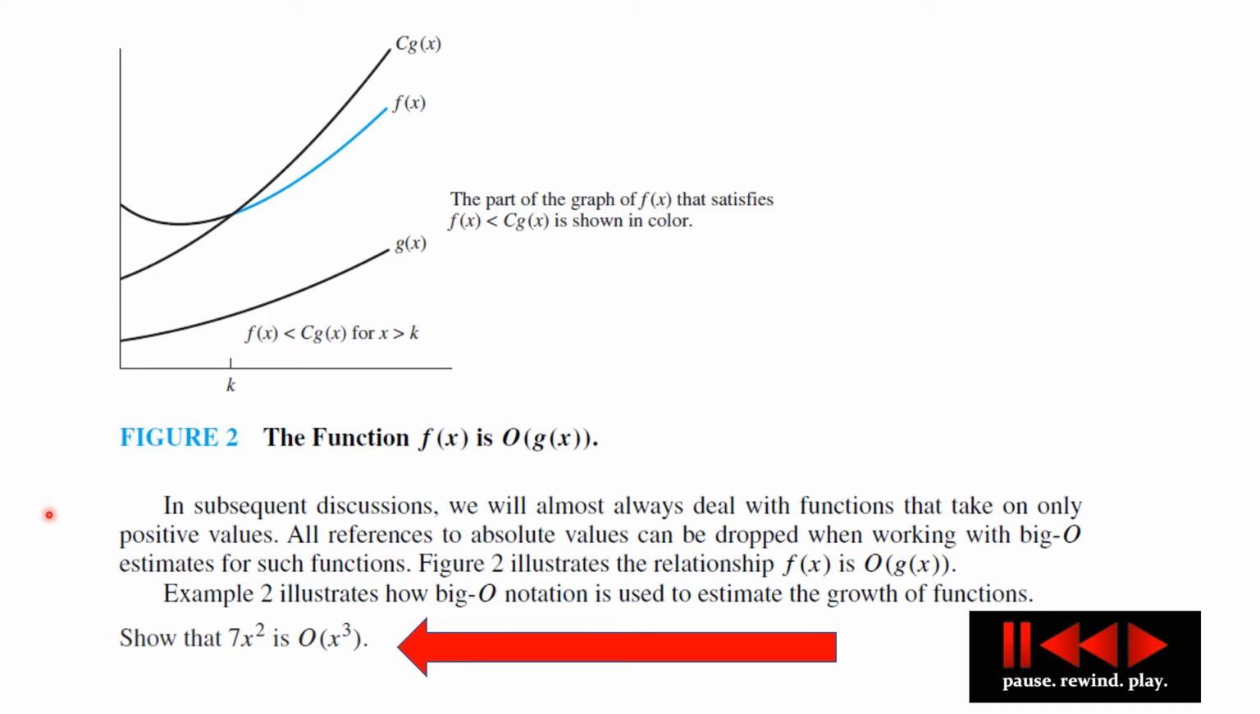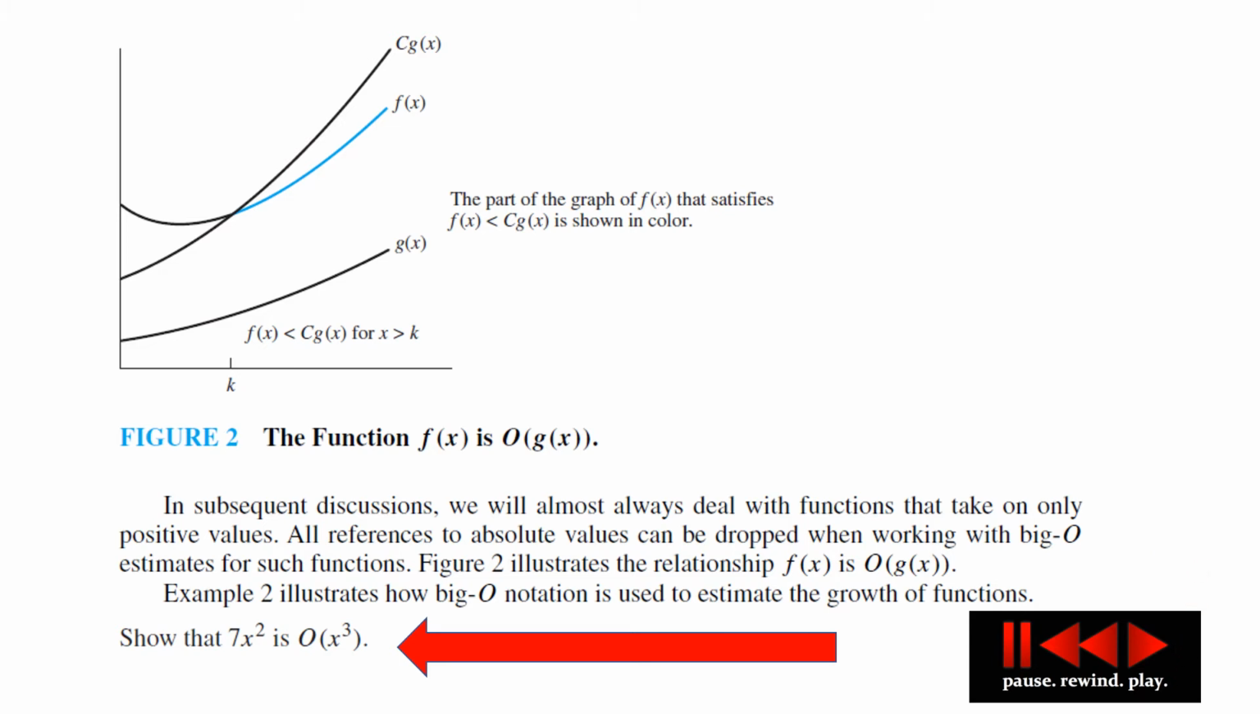Now, in subsequent discussions, we will almost always deal with functions that take on only positive values. And so all references to absolute values could be dropped if you're working with big O estimates for such functions where they're always positive. Okay, so let's do another example, and I am going to give you this as a little assignment. Show that 7x squared is big O of x cubed. So what you want to do is work on this, and you know what to do.